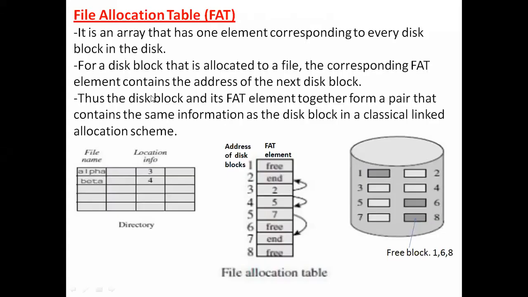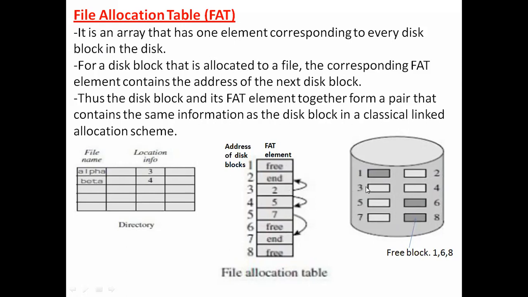So next, going to some data structures, the so-called FAT. This FAT stands for the file allocation table. This FAT is nothing but an array that has one element corresponding to each and every disk block in the disk. You can see here, in the hard disk we have many disk blocks, where the free blocks are indicated by the shaded area.